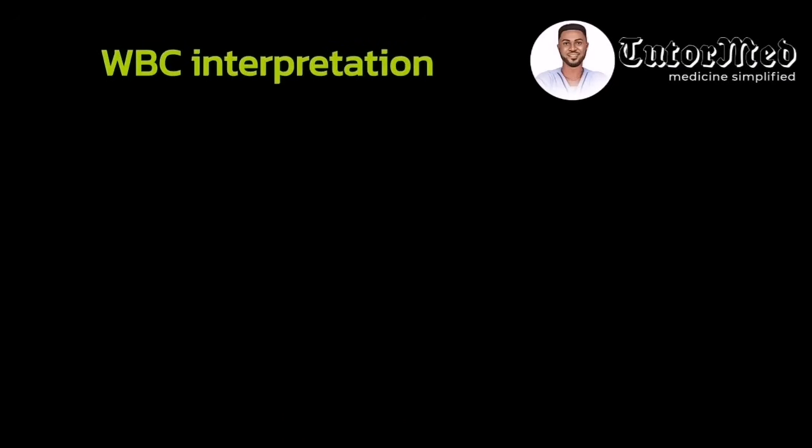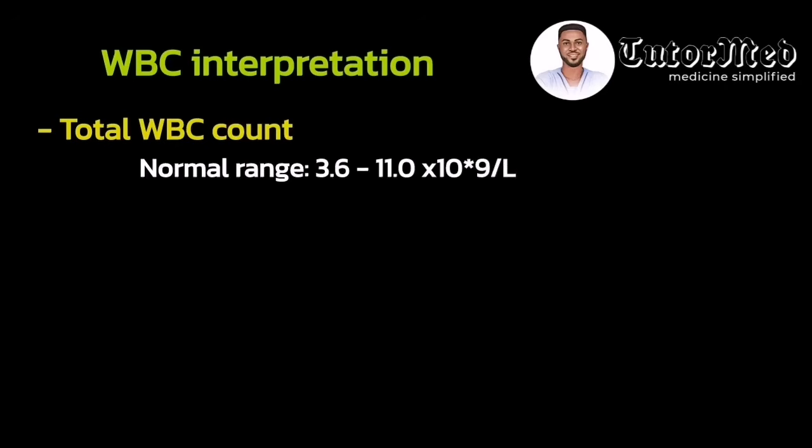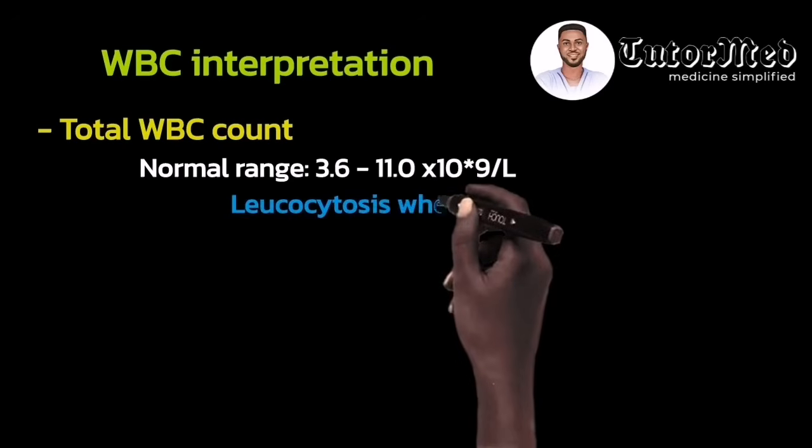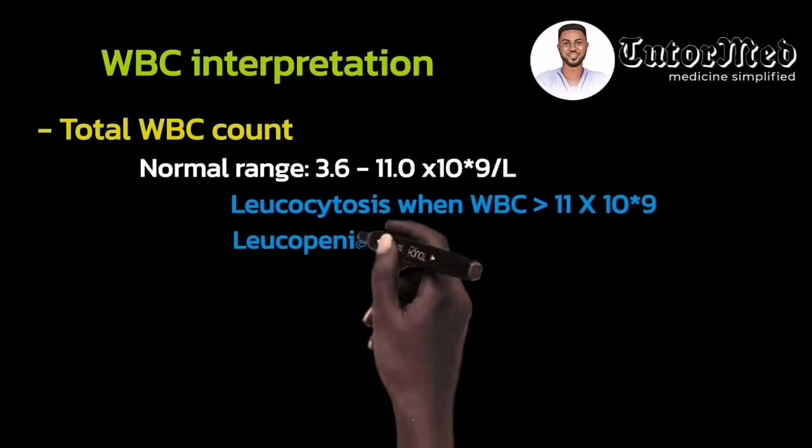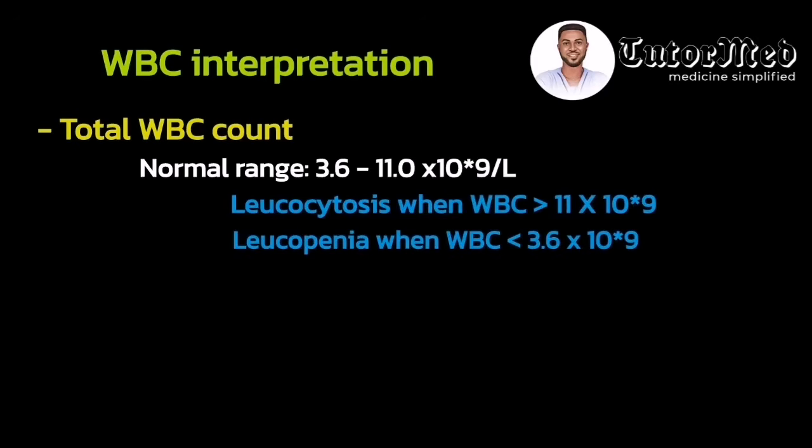Now let's move to the WBC interpretation. Here, you first look at the total WBC count. Determine if it is elevated or reduced. The normal range is 3.6 to 11 times 10 to the power 9 cells per liter. And so you are said to have elevated WBC count or leukocytosis when the WBC is more than 11, and then leukopenia, which is reduced cell count, when the WBC count is less than 3.6.